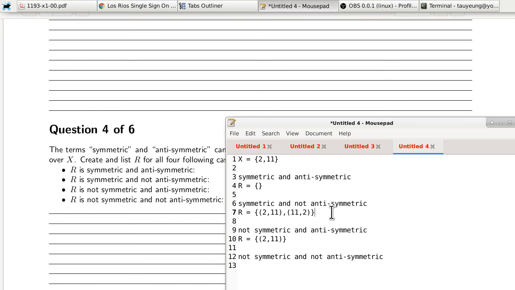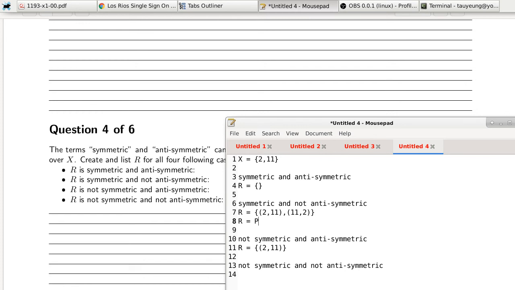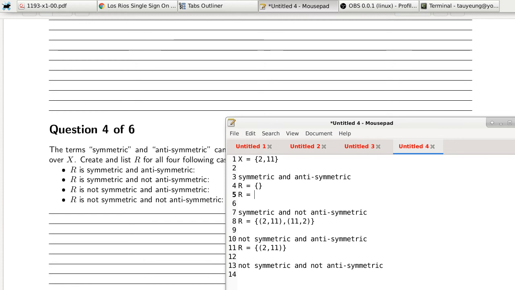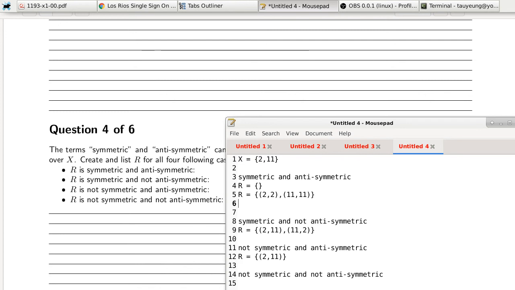So to do that, we basically spell out every single relation that is symmetric but not anti-symmetric, and this is the only one that I can think of. Symmetric and anti-symmetric, we have empty, and then we have (2,2), (1,1). That's also symmetric and anti-symmetric. We cannot have anything that involves (2,1) or (1,2), so that's basically all that we can do here.